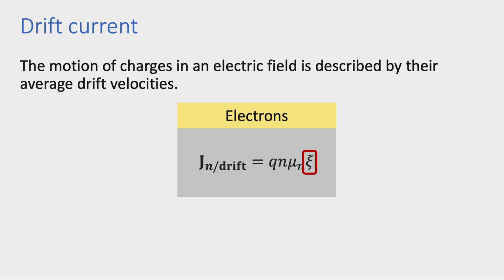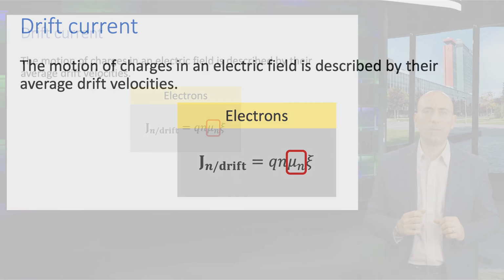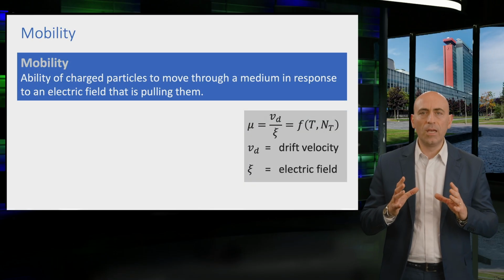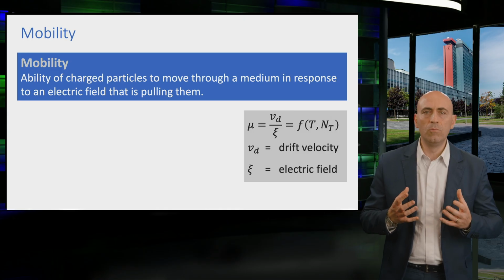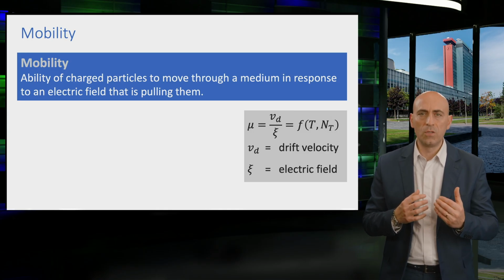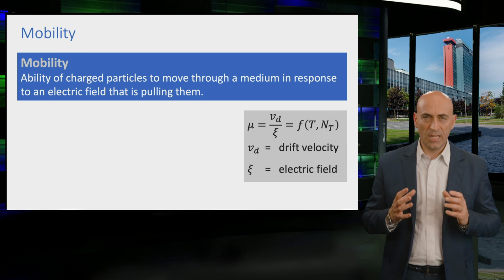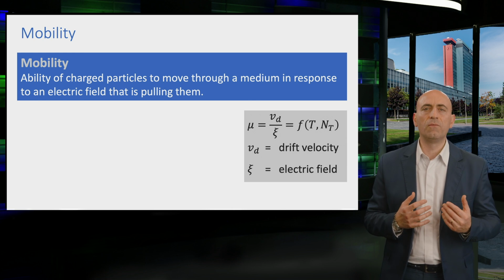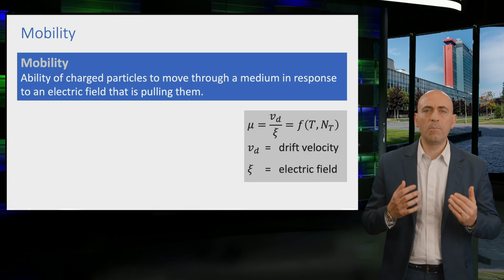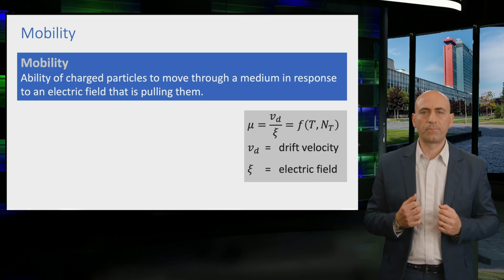The final term here, mu n, is the mobility of electrons. Let's take a closer look at mobility, an important semiconductor parameter. The mobility of a charged particle is defined as its ability to move through a medium in response to an electric field. It can be determined as the ratio between the average so-called drift velocity of the particle and the magnitude of the electric field.